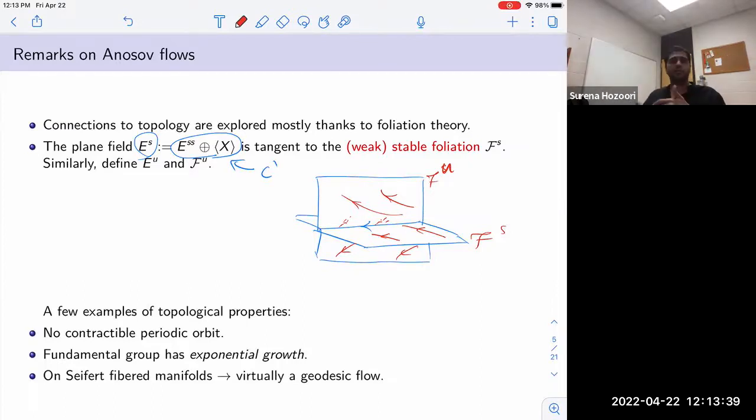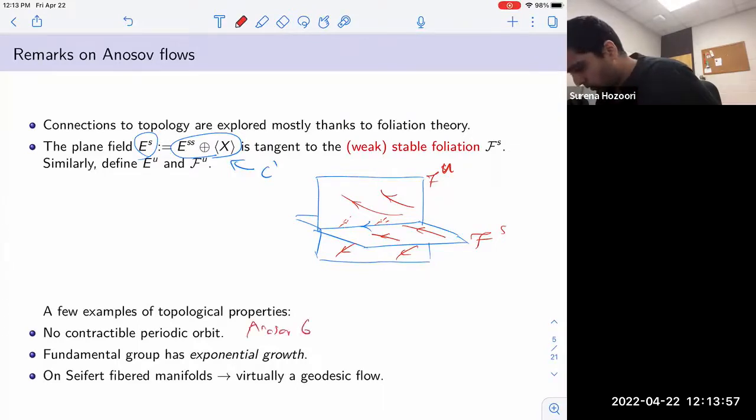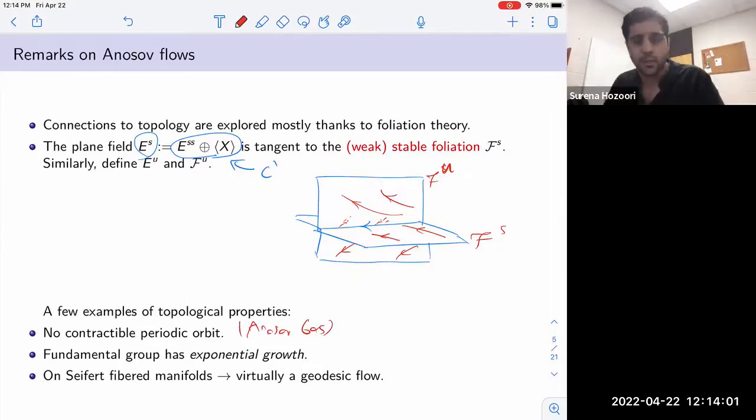A few times I mentioned that these flows are known to have a subtle relation to topology, so let me tell you a few examples of these relations. One of them is Anosov himself. He showed in the early 60s that these flows don't have contractible periodic orbits. That's quite a fundamental fact.